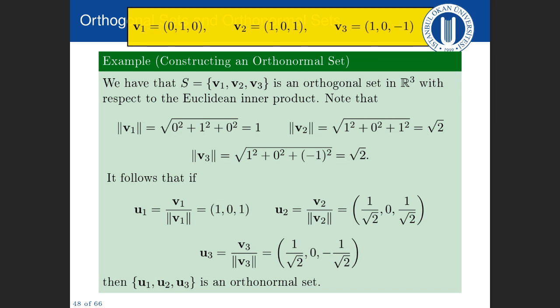So let's suppose we use the same three vectors in R3 that we had in the previous example, and again we're going to be using the Euclidean inner product, or the dot product. I want to construct an orthonormal set. What I can do is calculate the norm of each one of these vectors. The norm of v1 is 1, norm of v2 is root 2, and the norm of v3 is also root 2. Please check those. And then we can do v1 divided by norm of v1.